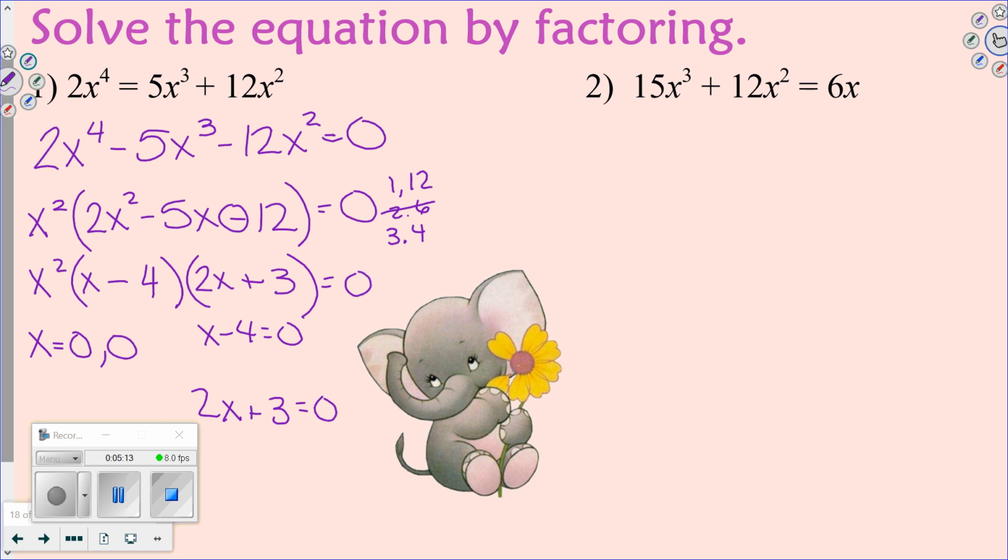I know we're kind of beyond the point of writing this all out, but I'll write it out just because I know it's coming. So solving this one, we'd add 4. So x equals 4. Good. Subtract here and divide by 2. So we get negative 3 over 2.